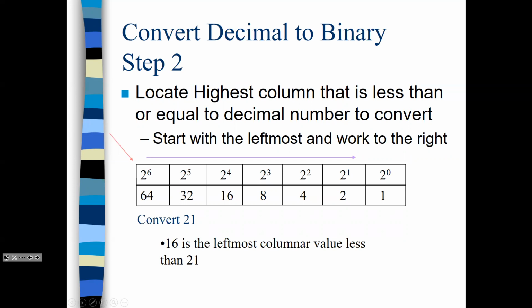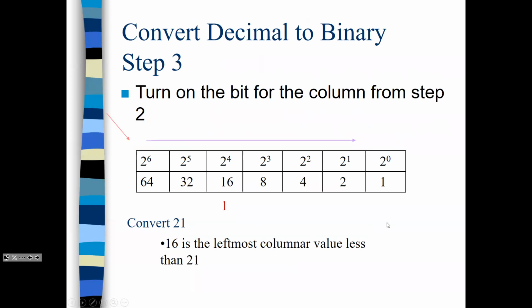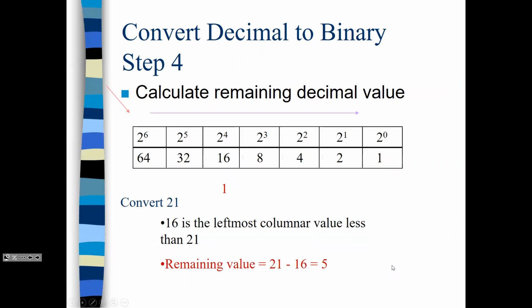What's the first column value that goes into 21? No, what's the largest one? 16. So I'm going to turn a 1 on the 16. It says it right here: 16 is the leftmost column. So I'm going to put this 16 down, but now I need to eliminate 16 from the number I am converting. So I have 5 left.